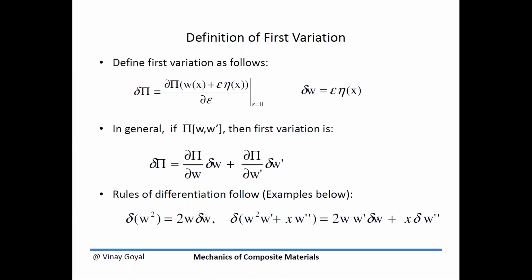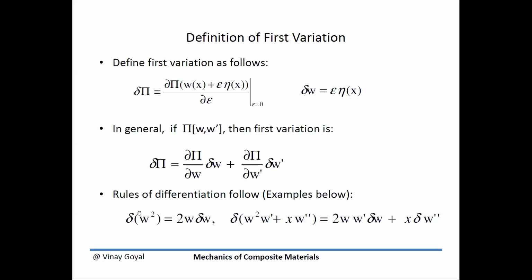And so I want to introduce some things that will make everything easier. The first variation of pi is really the derivative of pi with respect to W, times del W, plus the derivative of pi with respect to W prime, times del W prime, or any other derivatives you may have. This is what you will do. Del W is epsilon eta of x, and del W prime is epsilon eta prime of x. So you can see that if I were to use this, I don't have to do the calculation I did earlier. I can actually make it much simpler.